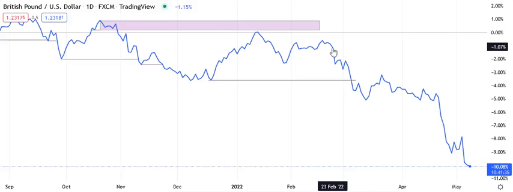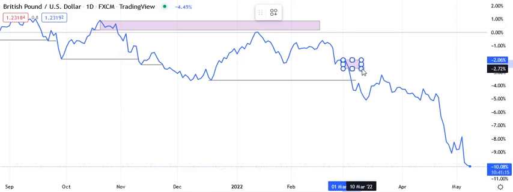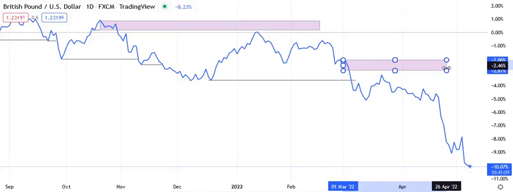I mean, there is no A shape here. This is not an A shape. So this is your A shape here. This one is the A shape that led to this break of structure. So you grab your tool, mark it from the high of that A shape to the low of that A shape. Can you see that? Mark it to that low and then drag it out.